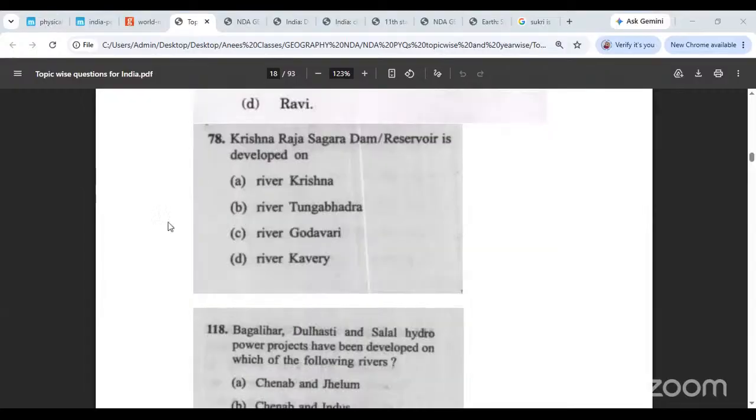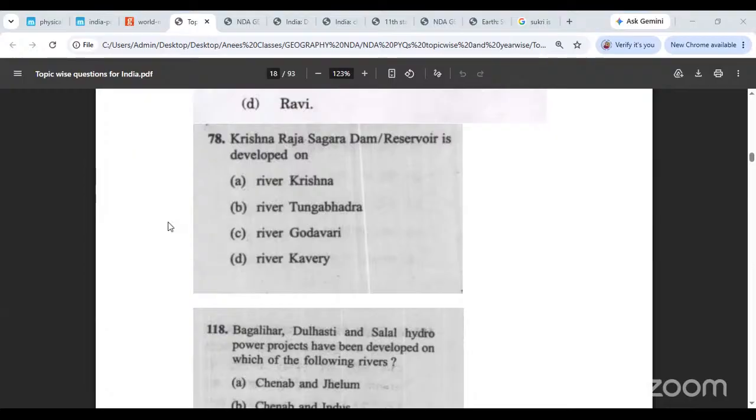Krishnaraja Sagara Dam Reservoir is developed on Krishna, Tungabhadra, Godavari, or Kaveri? Krishnaraja Sagara Dam or Reservoir, the one which is right next to Brindavan Gardens in Mysore. Yeah, I know why you went with Godavari for Karnataka, but now you're in very south Karnataka, very close to the Tamil Nadu part of Karnataka. Mysore is pretty much to the south, right?